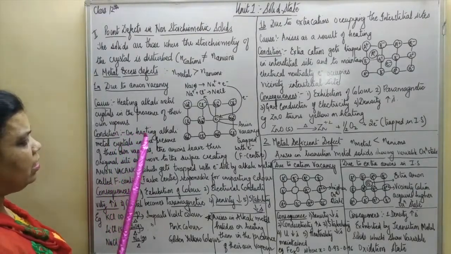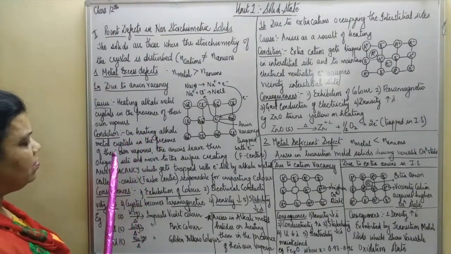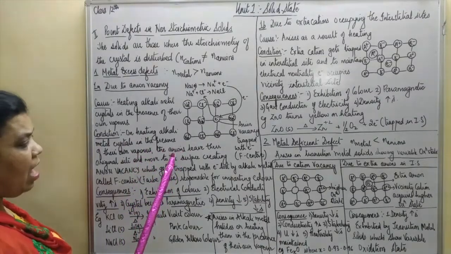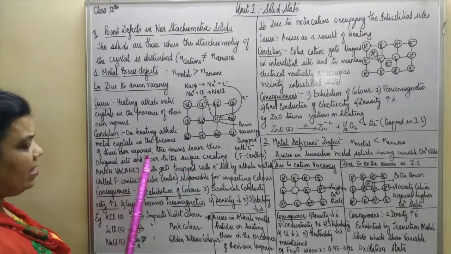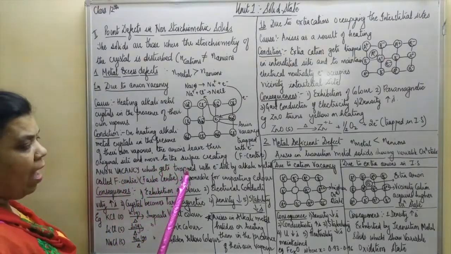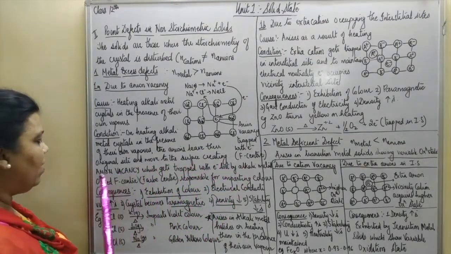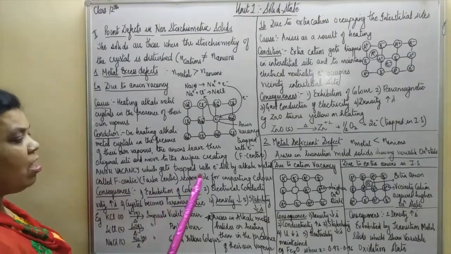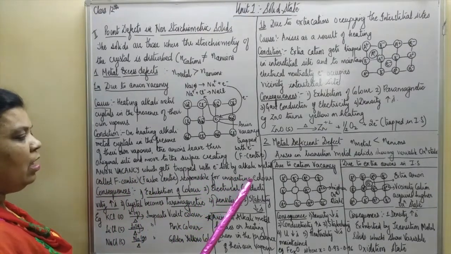Condition is, on heating alkali metal crystals in the presence of their own vapors, the anions leave their original site and move to the surface, creating anion vacancy, which gets trapped with the electron lost by the alkali metal, called F center, responsible for imparting the color.